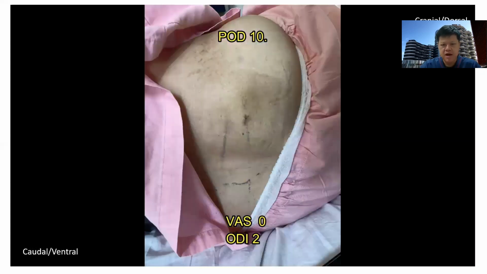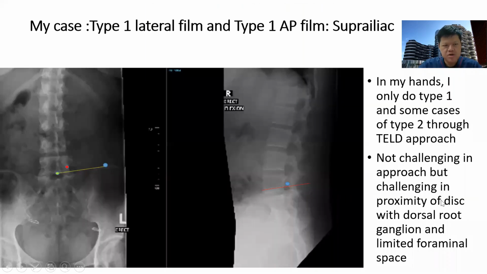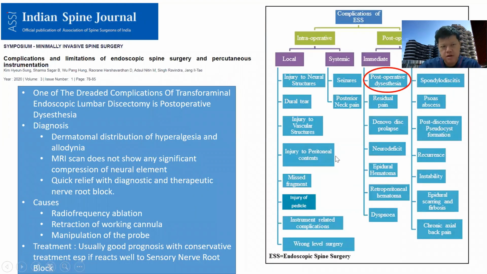But she had dysesthesia on post-op day 1, and I would like to discuss that. In transforaminal surgery, it does happen, and I published that with my colleagues in the Indian Spine Journal as well. One of the complications is post-op dysesthesia. It usually presents as a dermatomal distribution of hyperalgesia or allodynia in a particular dermatome, in this case L5. The post-op MRI does not show any significant compression of neural element. There is a quick relief with a diagnostic or therapeutic nerve root block.